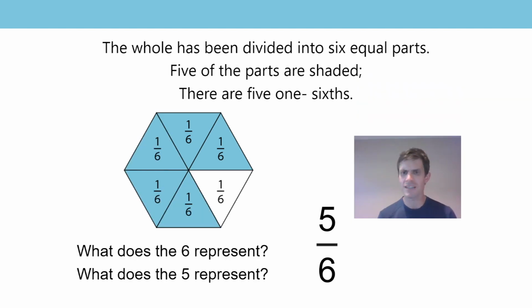Now it's great being able to write some numbers down, but if you don't understand where the numbers have come from, then it's not going to help you in future lessons. So let's look at these numbers. First of all, what does the 6 represent? Why don't you quickly whisper to somebody what you think it means? That's right, the whole has been divided into 6 equal parts. So that's where the number 6 comes from. What about the 5? What does that represent? The 5 is the number of parts that are shaded. So altogether, this is 5/6 of the whole.